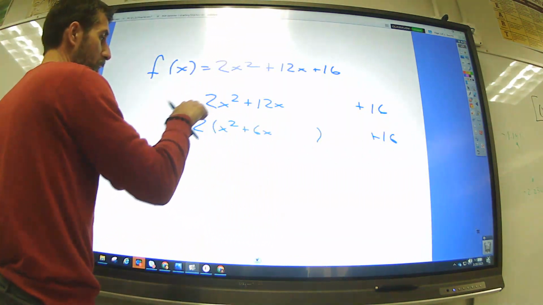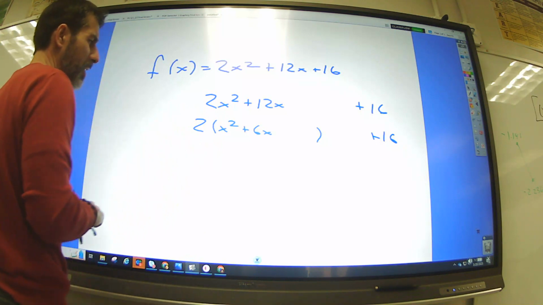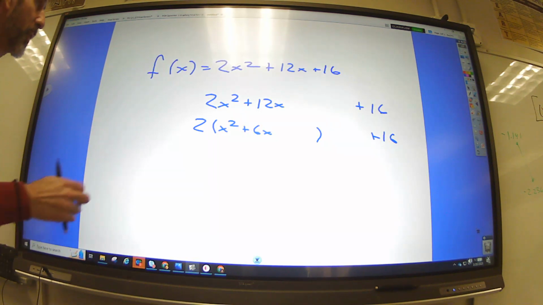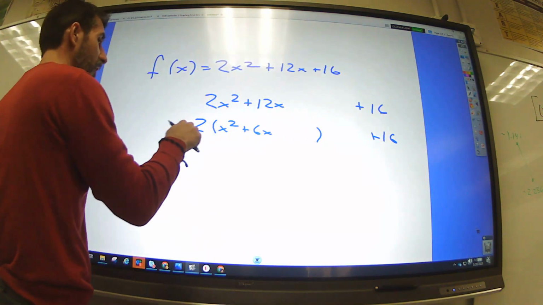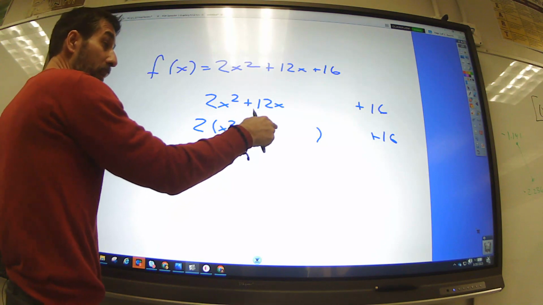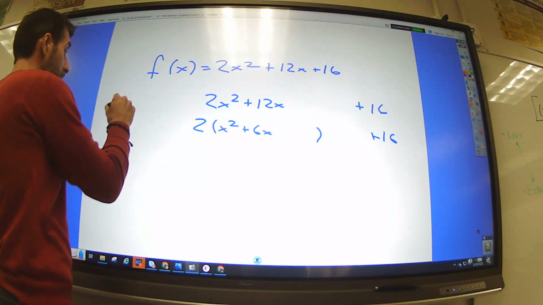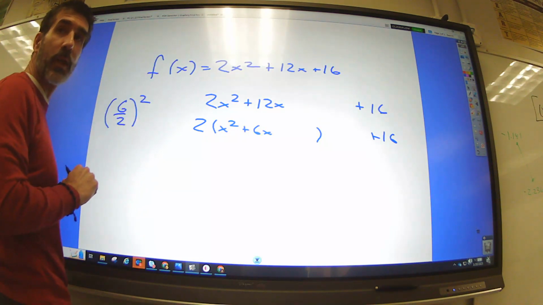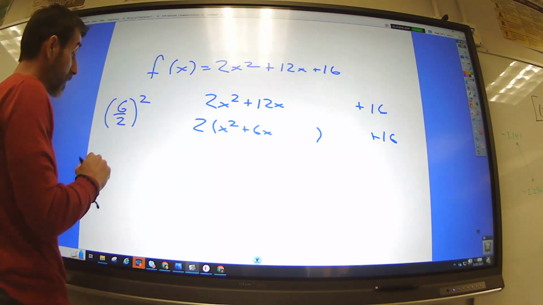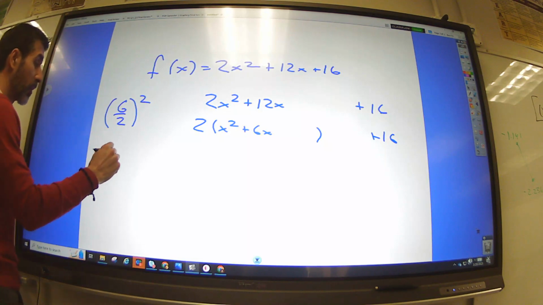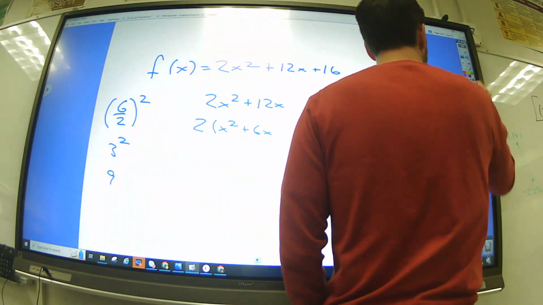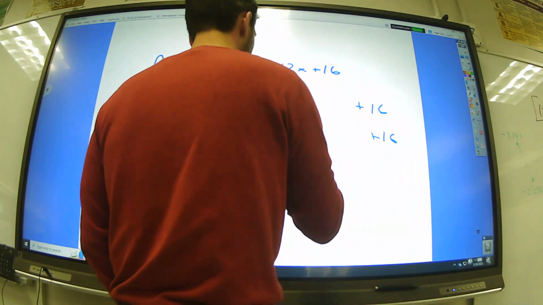We want to factor out the 2 because when we complete the square, that 2 is going to make it a little bit more challenging for us. Now, to make this a perfect square trinomial, so first we separate the 16, factor out the 2, and we want to complete the square. We take the 6, we divide by 2, and then we square it, right? To make it a perfect square trinomial. 6 divided by 2 is 3. 3 squared is 9. So I'm going to add 9 here, right?